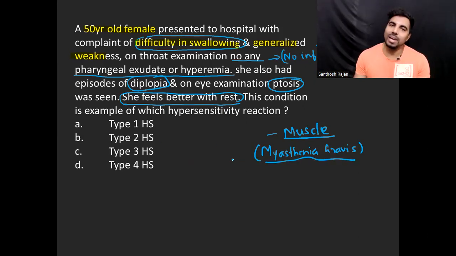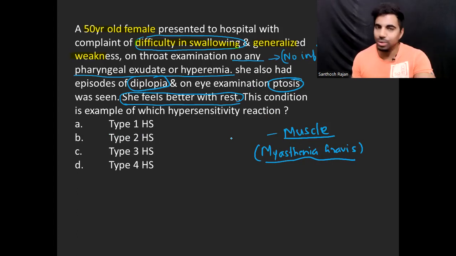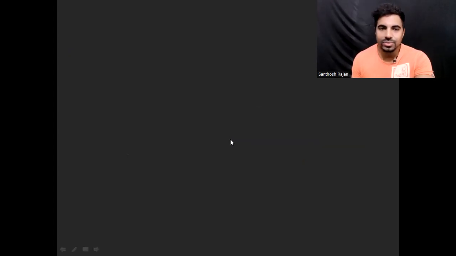Now we have to identify which hypersensitivity reaction. For identifying which hypersensitivity reaction, we have to start our hypersensitivity topic and then we'll come back to the question. The disease you diagnosed is myasthenia gravis, but which hypersensitivity reaction? That is your question. So we have a shortcut. Let's start now.